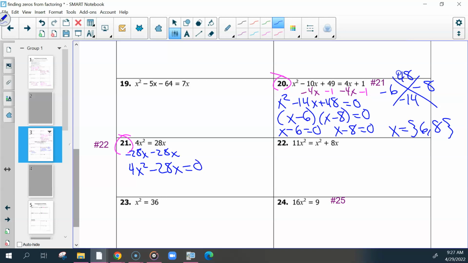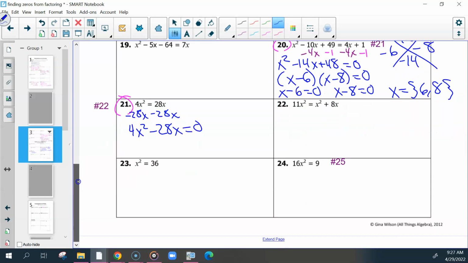So I could rewrite it. How could we factor this? And 4 leaving... Set both factors equal to 0 and solve. What would our solutions be? 0 and 7. 0 and 7.